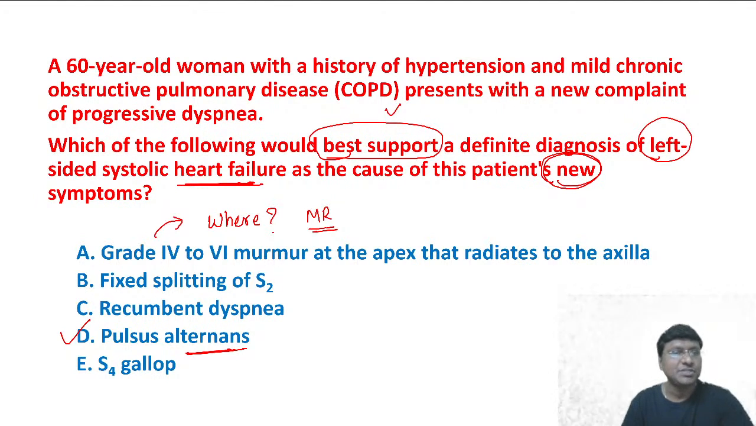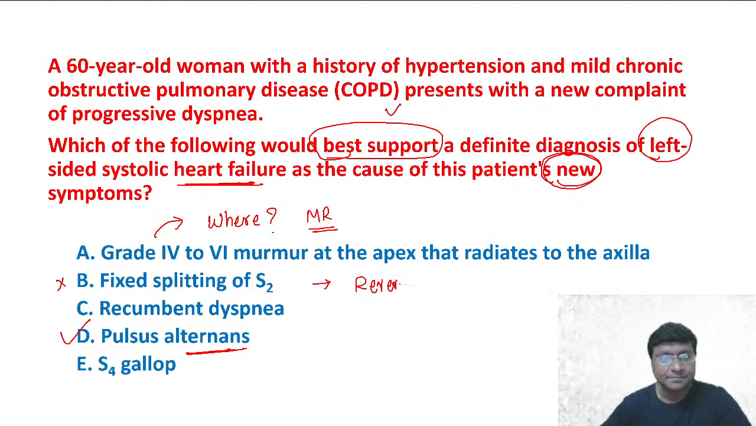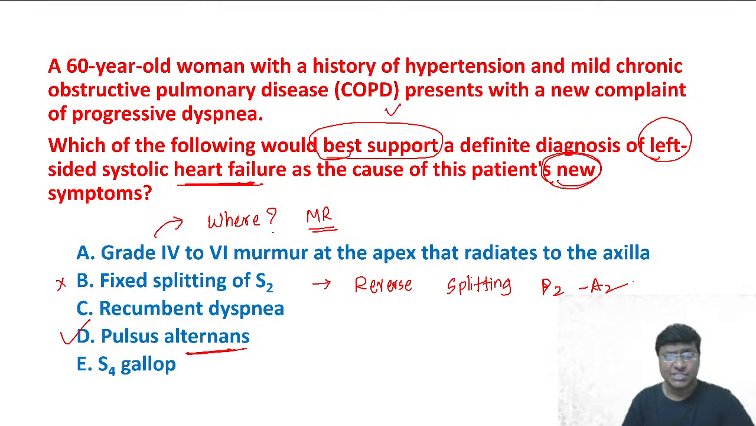But not in a patient with left-sided systolic heart failure. That is not the one which will tell you a new onset symptom in a patient with left-sided systolic heart failure. And you will not have fixed splitting in case of left-sided systolic heart failure. What you will get is reverse splitting. You can have reverse splitting, but not fixed splitting. That means you can have P2 and then A2. Why? Because there is left-sided systolic heart failure.